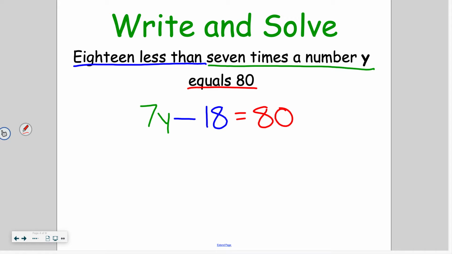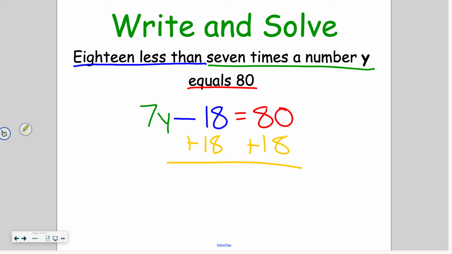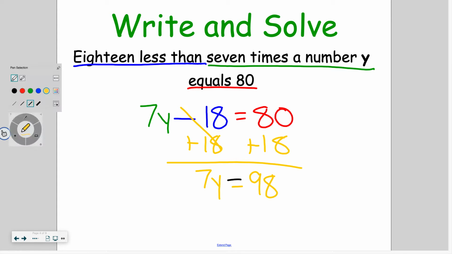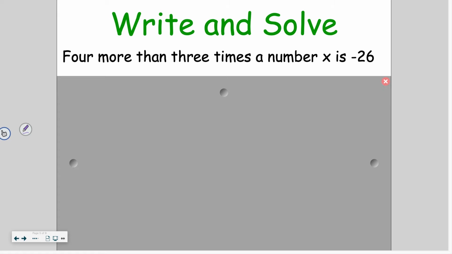Now that we have our equation written, we're going to go ahead and follow SAD MEP to solve, with our first step being adding 18 to both sides. When I add 18 to both sides, I am going to get an answer of 98. So we've got 7y is equal to 98. Then I'm going to go ahead and finish my problem by dividing both sides by 7. And I end up with an answer of y is equal to 14. Go ahead and try this one on your own.